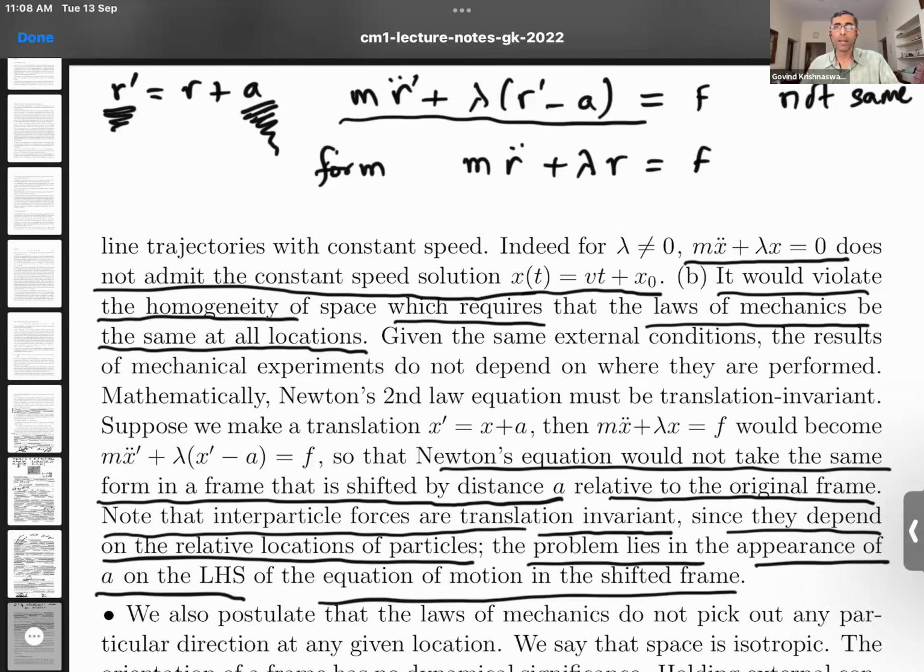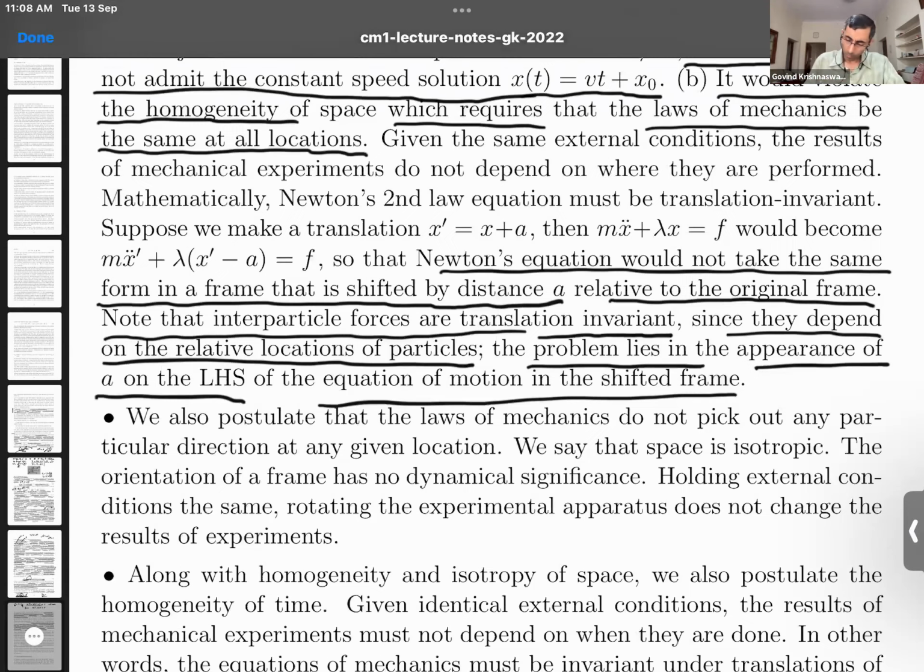So you cannot tell absolute locations. This is the main message of homogeneity. Absolute locations don't matter. Let me say it in a different way. If you do an experiment in this room and you do the same experiment in a neighboring room, with same external conditions, the result should be the same. This is the requirement. I mean, this is the experimental observation and has now been encoded in Newton's second law.